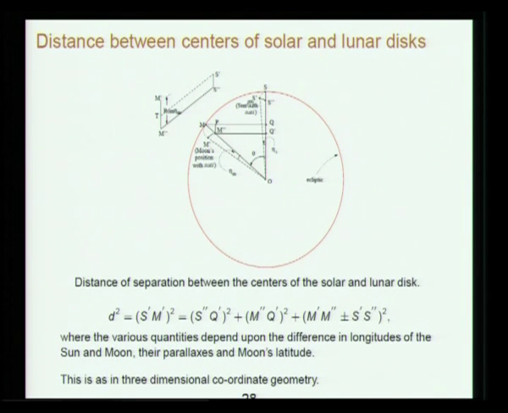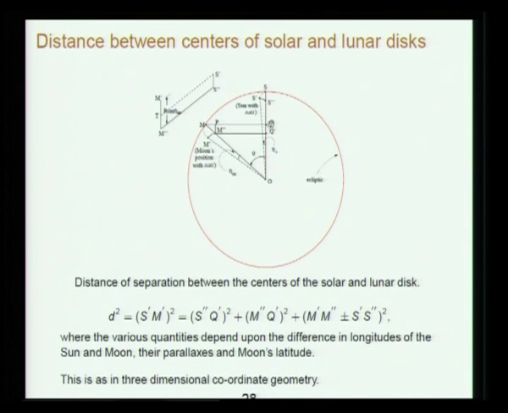So this chord essentially gives the distance between the actually observed points S prime and M prime. So he writes it as follows: you drop this perpendicular from S prime onto the plane, and then he says that there are three things.